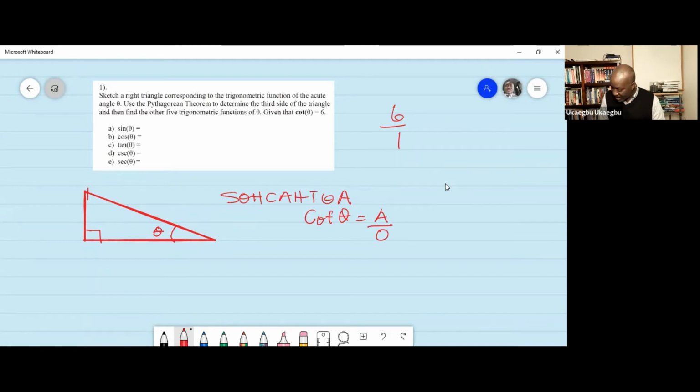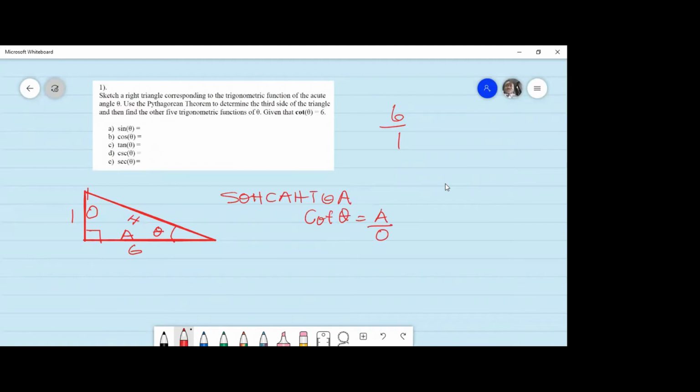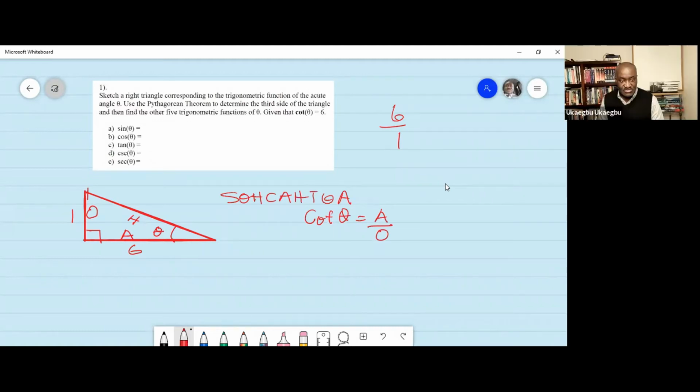Because cot is adjacent over opposite, let's look at our triangle. Here is the hypotenuse. This side is the opposite, and this side is the adjacent. Cot is 6 over 1, so the adjacent is 6 and the opposite is 1. Then it says use the Pythagorean theorem in order to determine the missing side of the triangle, which is the hypotenuse side or the C side.